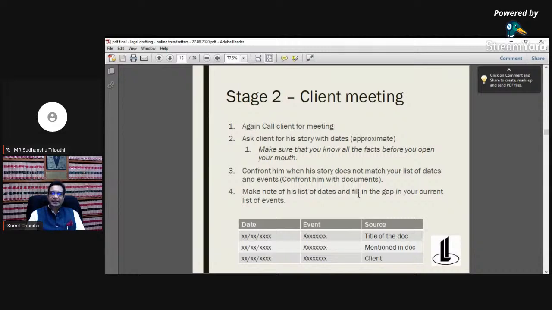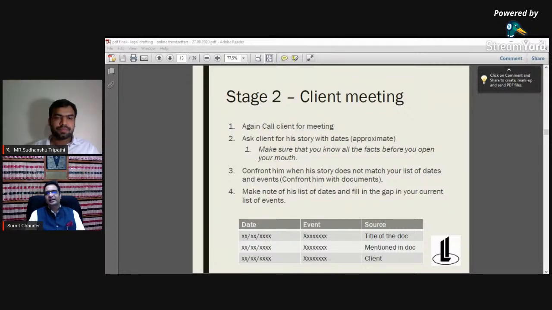So you expand the table, where you will add one more category in the source column, saying that this information is received from the client. So now you are very sure what these facts are, with the documents, with mentions in the documents, and with what the client has told you. So now in the court, you can easily prove the ones which are in the documents and which you have with you. And of course, the client's words are going to be proved by way of cross-examination in evidence. So we'll come to that later.